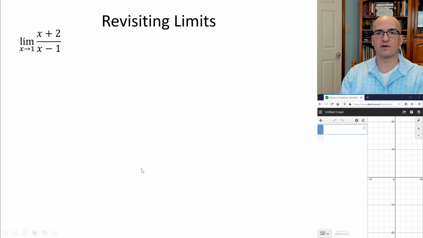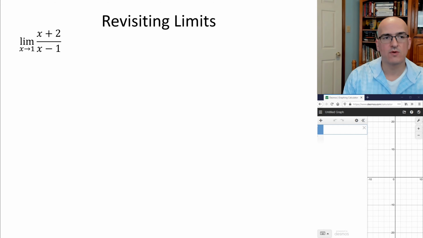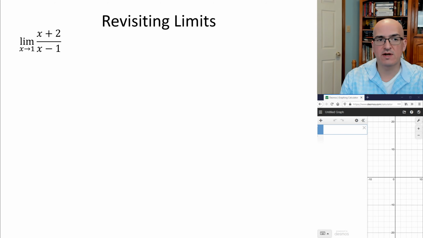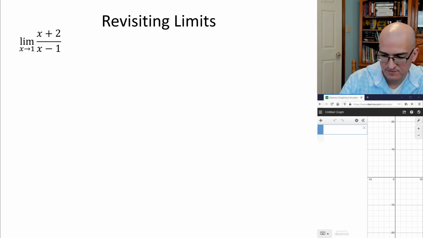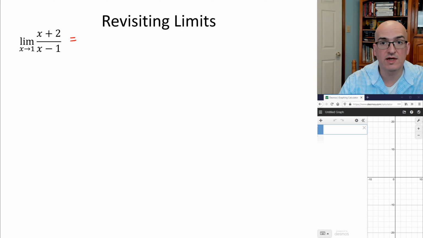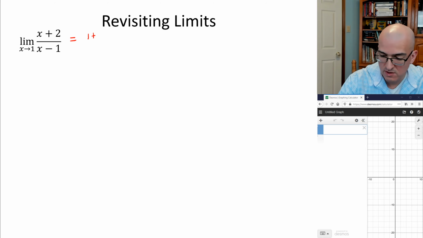As a reminder of that exact scenario and where it happens, we have a limit like this one: limit as x approaches 1 of x plus 2 divided by x minus 1. When we attempt to plug in 1, we get 1 plus 2 over 1 minus 1, so we get 2 over 0, which we've been saying up until now is DNE, does not exist.